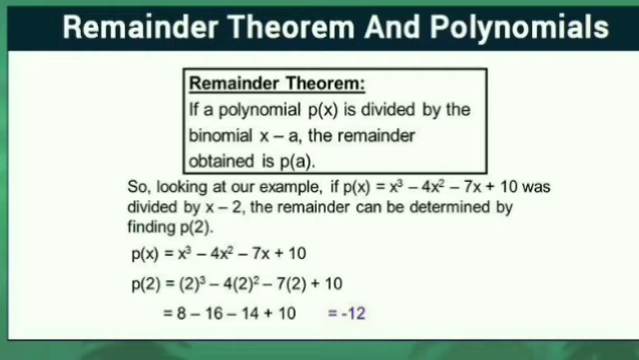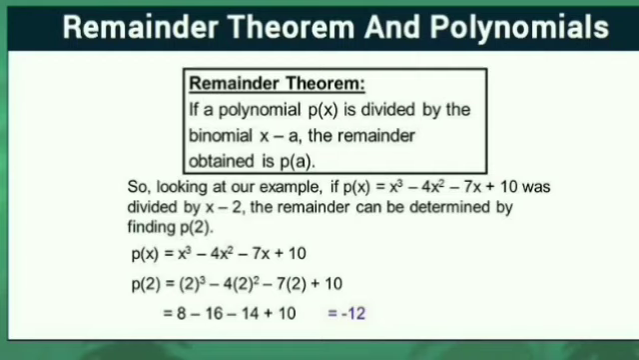Let us explain. Remainder theorem: if a polynomial p of x is divided by the binomial x minus a, the remainder obtained is p of a, as we said earlier. So, I have written the definition once again. Look at our example. If p of x equal to x cube minus 4x square minus 7x plus 10 is divided by x minus 2, the remainder can be determined by finding p of 2.